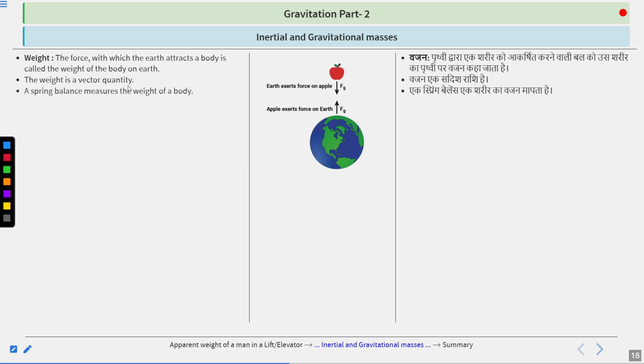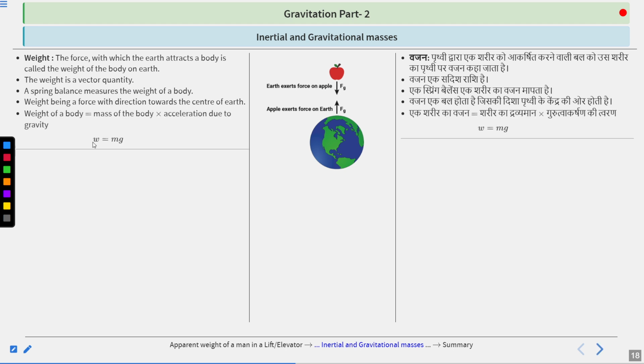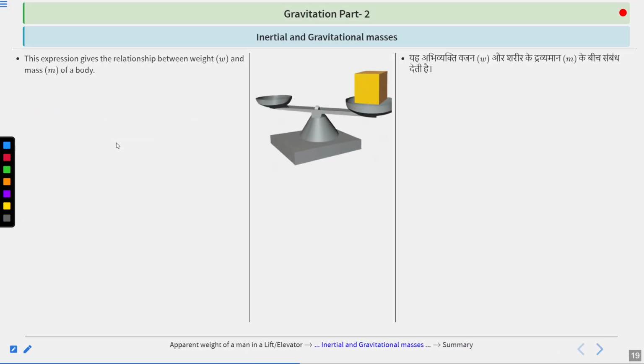a spring balance measures the weight of a body. Weight being a force with direction towards the center of earth. Weight of a body is equal to the mass of the body into the acceleration due to gravity. By considering these two things, we have weight equal to m into g. Okay. This expression gives the relationship between the weight and the mass m of a body.